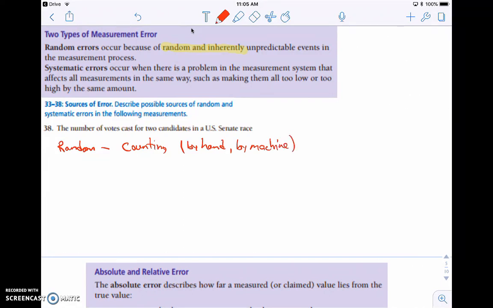The machine could misread something, or someone didn't fill in the one dot properly, so the machine doesn't read it properly. So those are what we call random errors. They happen by chance, and they're very unpredictable. Okay, then there are possibilities for systematic errors.